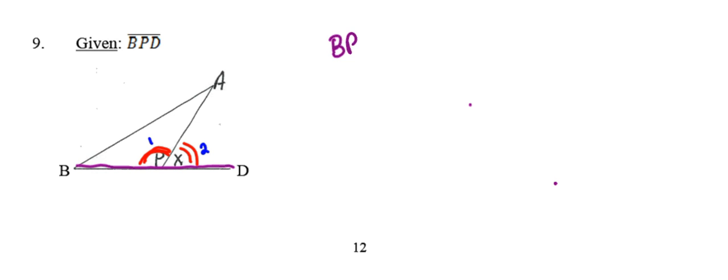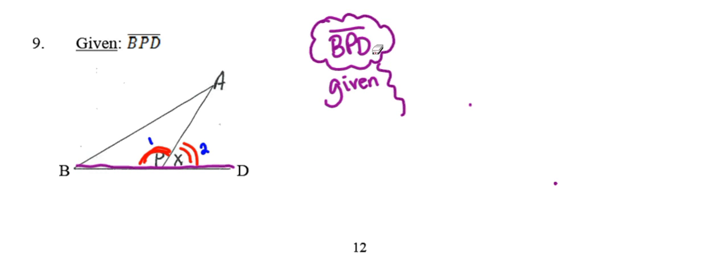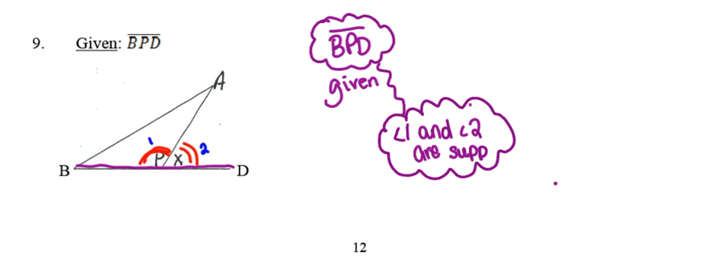So I'm given that B, P, and D are all on one line segment. That's my true statement. I know it's true because it's given to me to be true. And if those are all on the same straight line, I know that angle 1 and angle 2 are supplementary. And this year we're going to abbreviate the word supplementary by using SUPP. And the reason, I know that they form a linear pair. So linear pairs of angles are always supplementary.